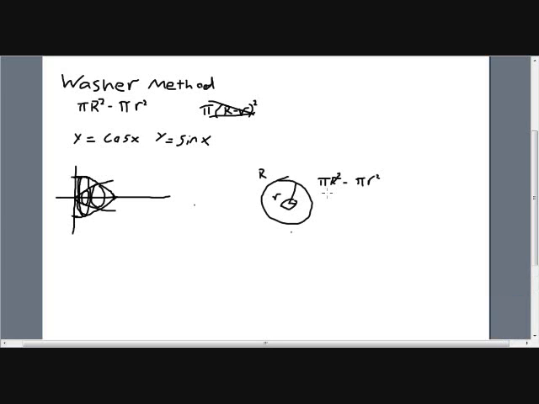Now, to determine the area of this solid, we use pi times big R squared minus pi times little r squared. We know that our outer radius, big R, is cosine x, and we know that our inner radius, little r, is sine x. From this, we can conclude that the area of the washer is pi times (cosine x squared minus sine x squared) times dx. Don't forget that we are finding volume, area times width, and that dx is the width of the cross-section.